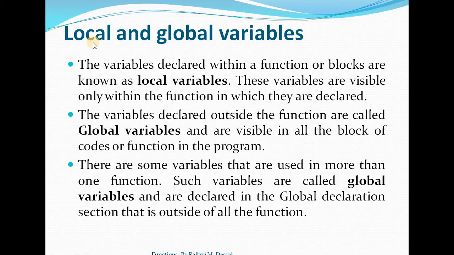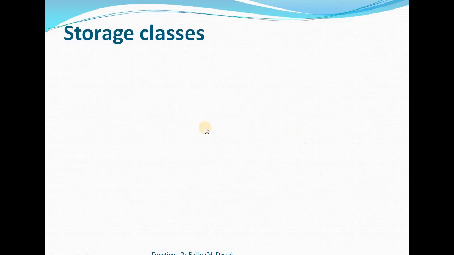The scope of local variables is limited only to the function in which it is declared, whereas the global variables can be used by any function throughout the whole program. So this is all about local and global variables. Next we shall see storage classes.